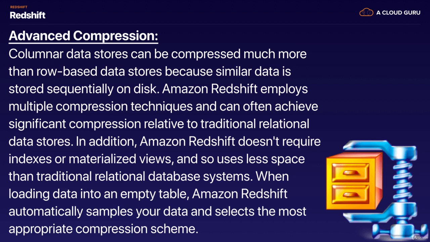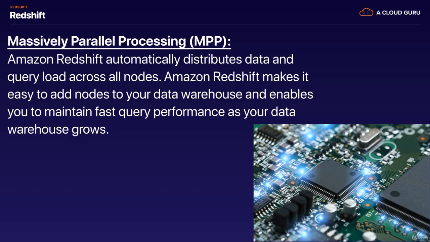In addition, Redshift doesn't require indexes or materialized views, so it uses less space than traditional relational database systems. When you're loading data into an empty table, Amazon Redshift automatically samples your data and selects the most appropriate compression scheme. Redshift also comes with massively parallel processing, so it automatically distributes data and query loads across all your nodes. Redshift makes it easy to add nodes to your data warehouse and enables you to maintain fast query performance as your data warehouse grows. So you can scale out by adding more and more nodes behind your leader node.